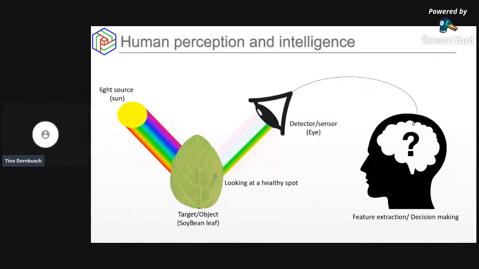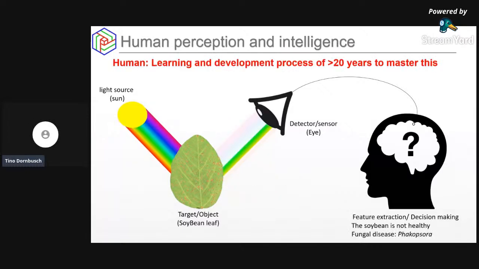So the same thing is we can now look at a diseased leaf, right? This is an example of soybean with rust. If we're looking at the healthy spot, we see that mainly green light is reflected, right? And if we look at the diseased spot, we see that this shifts towards the red part of the spectrum. So we see color differences in our sample, right?